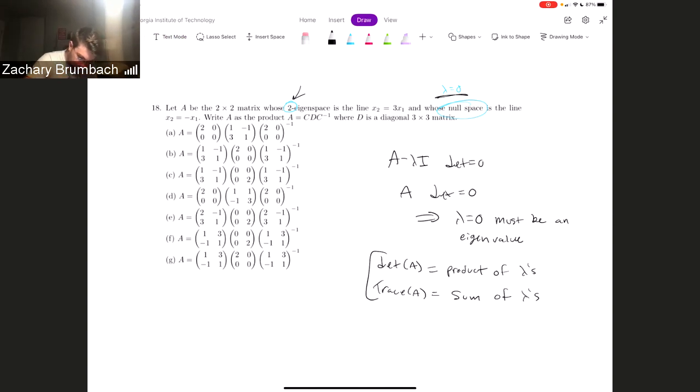So this is a C D C inverse. Just looking at the format for A, we can cross this one out because the middle one is not diagonal. And we can cross D out for the same reason, okay? And we know we have lambda equals 2 and lambda equals 0, so anything that doesn't have 2 and 0 on the diagonal is out. The rest of them are good. Okay, they satisfy that condition.